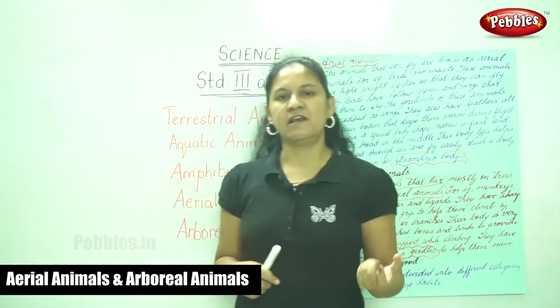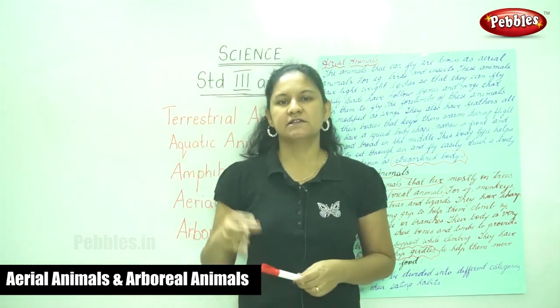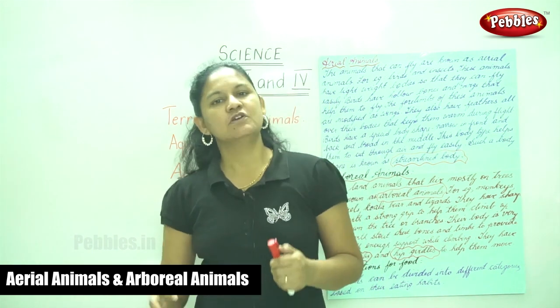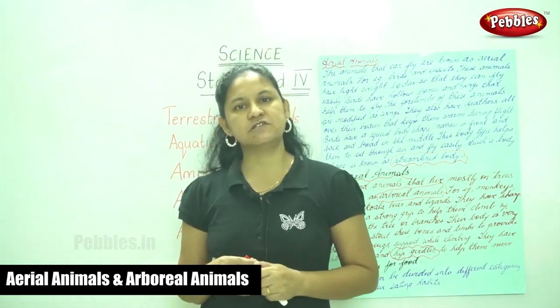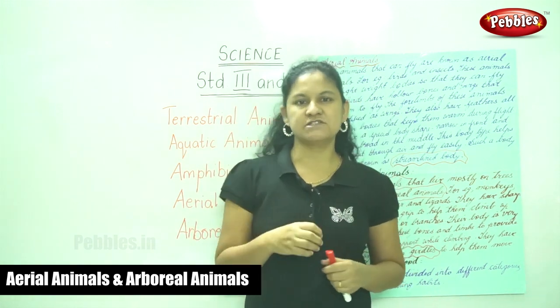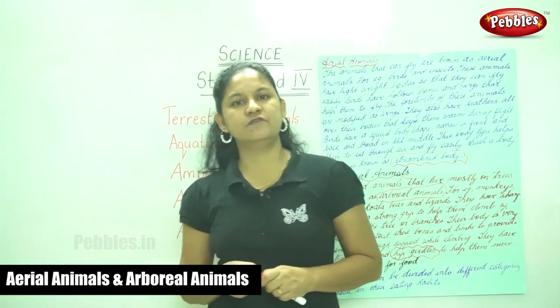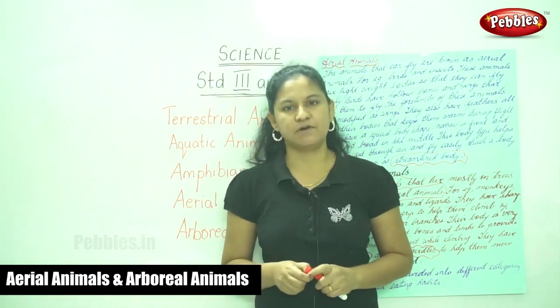And the camel has a hump on its back that stores fat, and this fat enables them to travel for a long period of time without intake of food. And the penguins have a thick layer of fat under the skin called blubber.